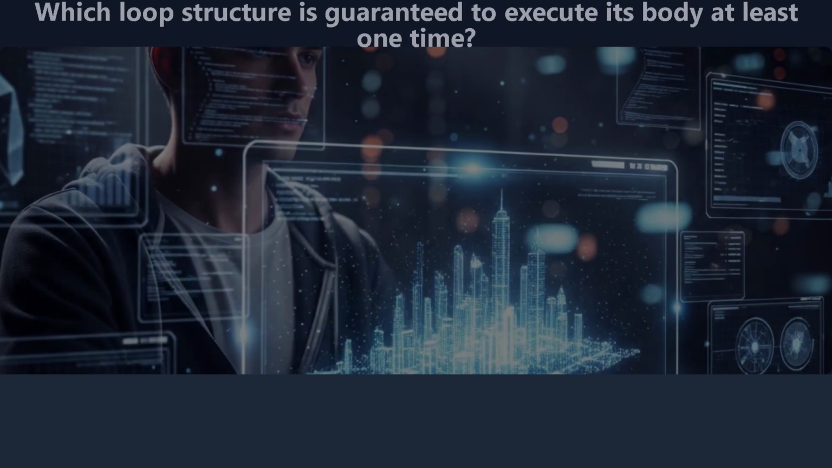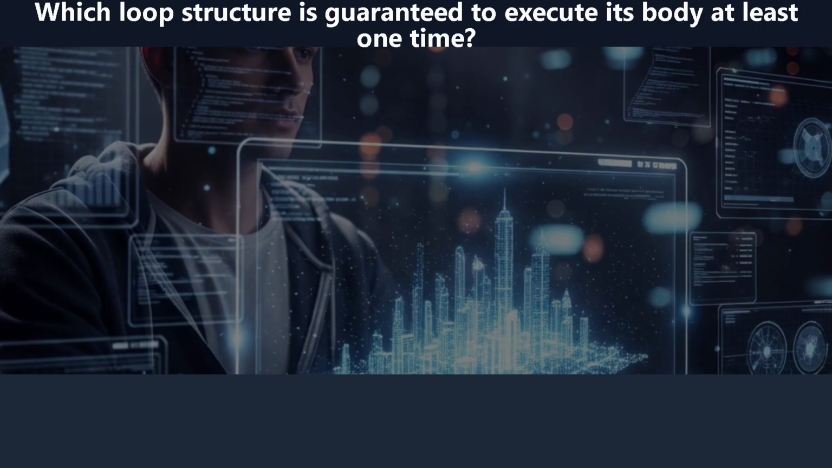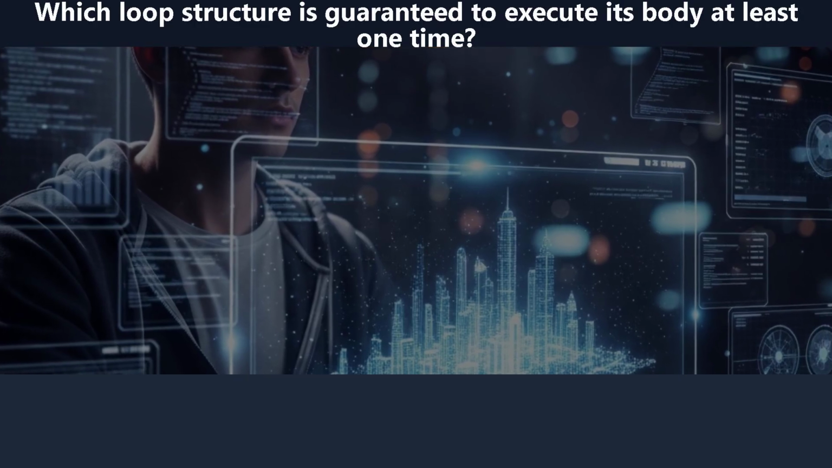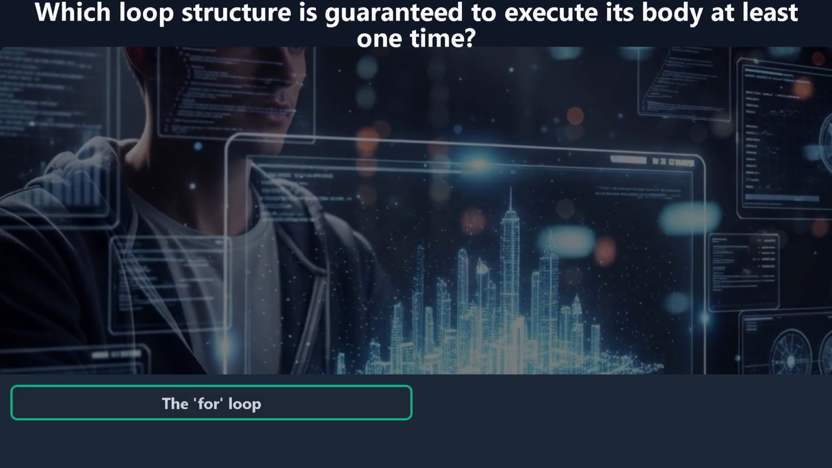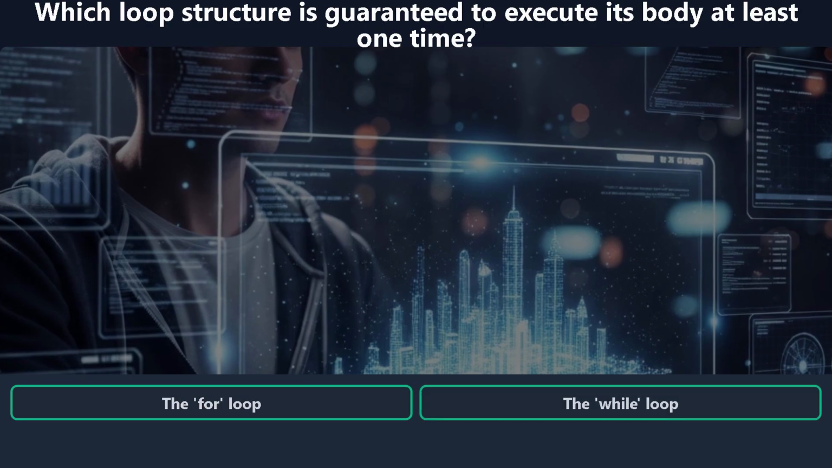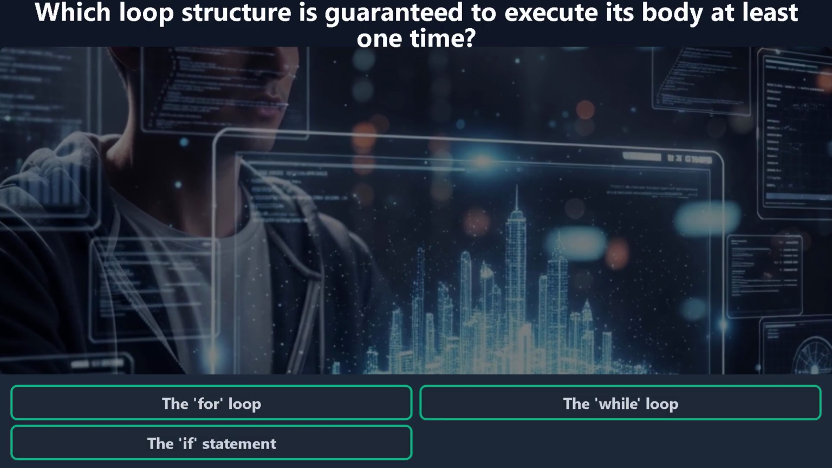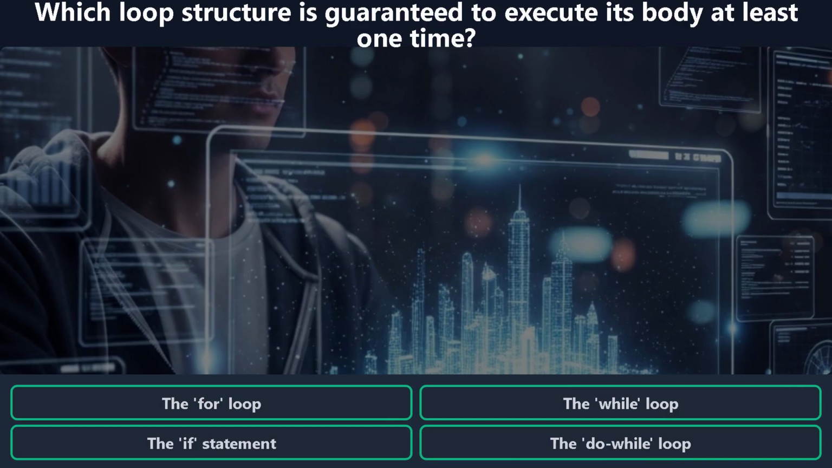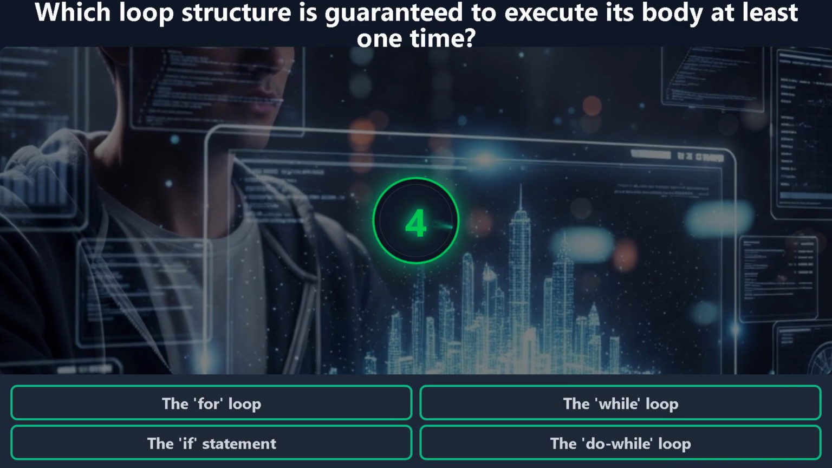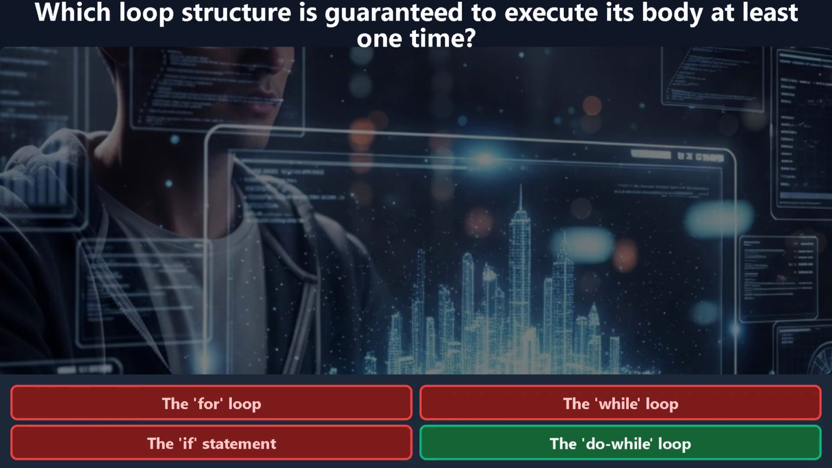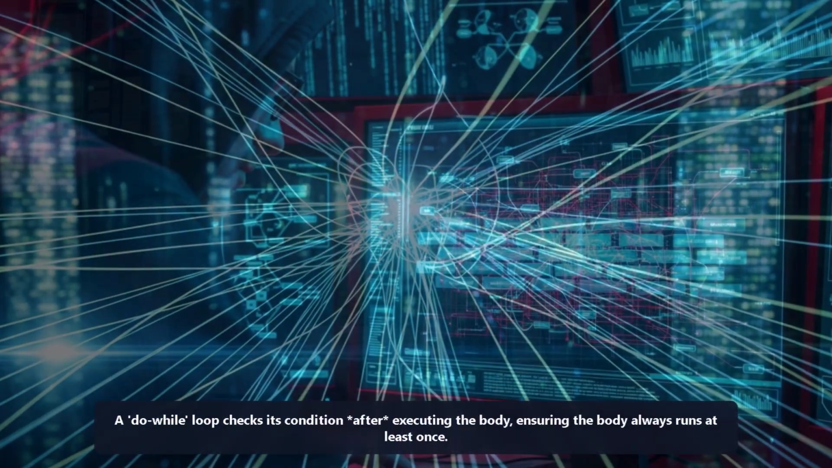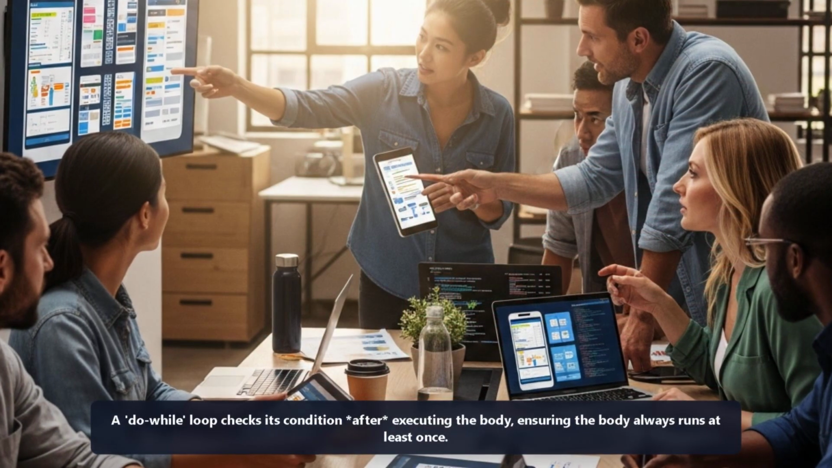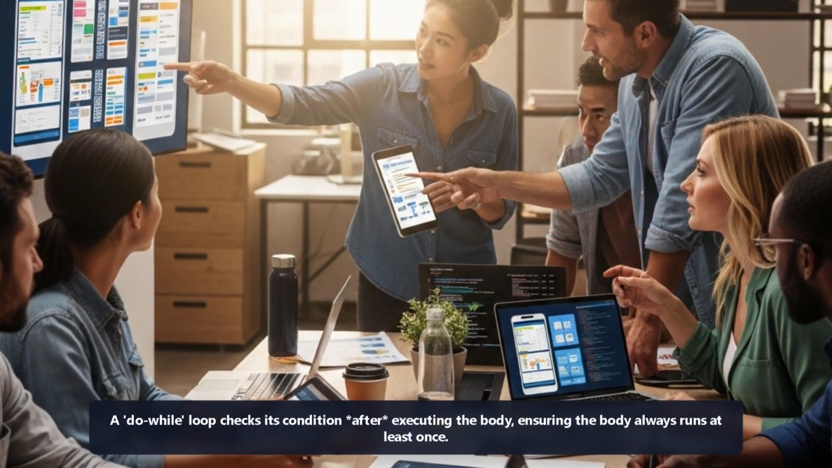Which loop structure is guaranteed to execute its body at least one time? The for loop, the while loop, the if statement, the do while loop. The do while loop. A do while loop checks its condition after executing the body, ensuring the body always runs at least once.